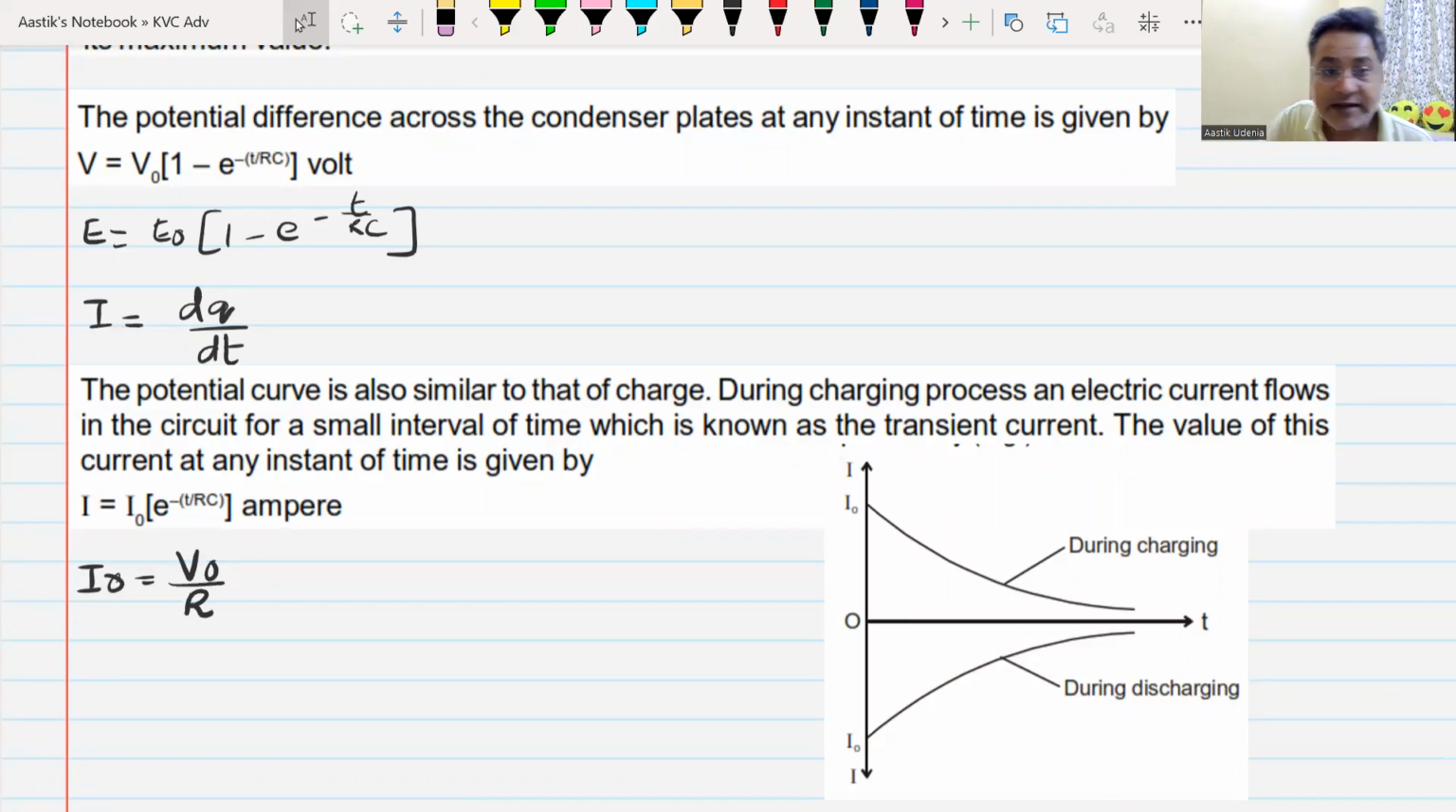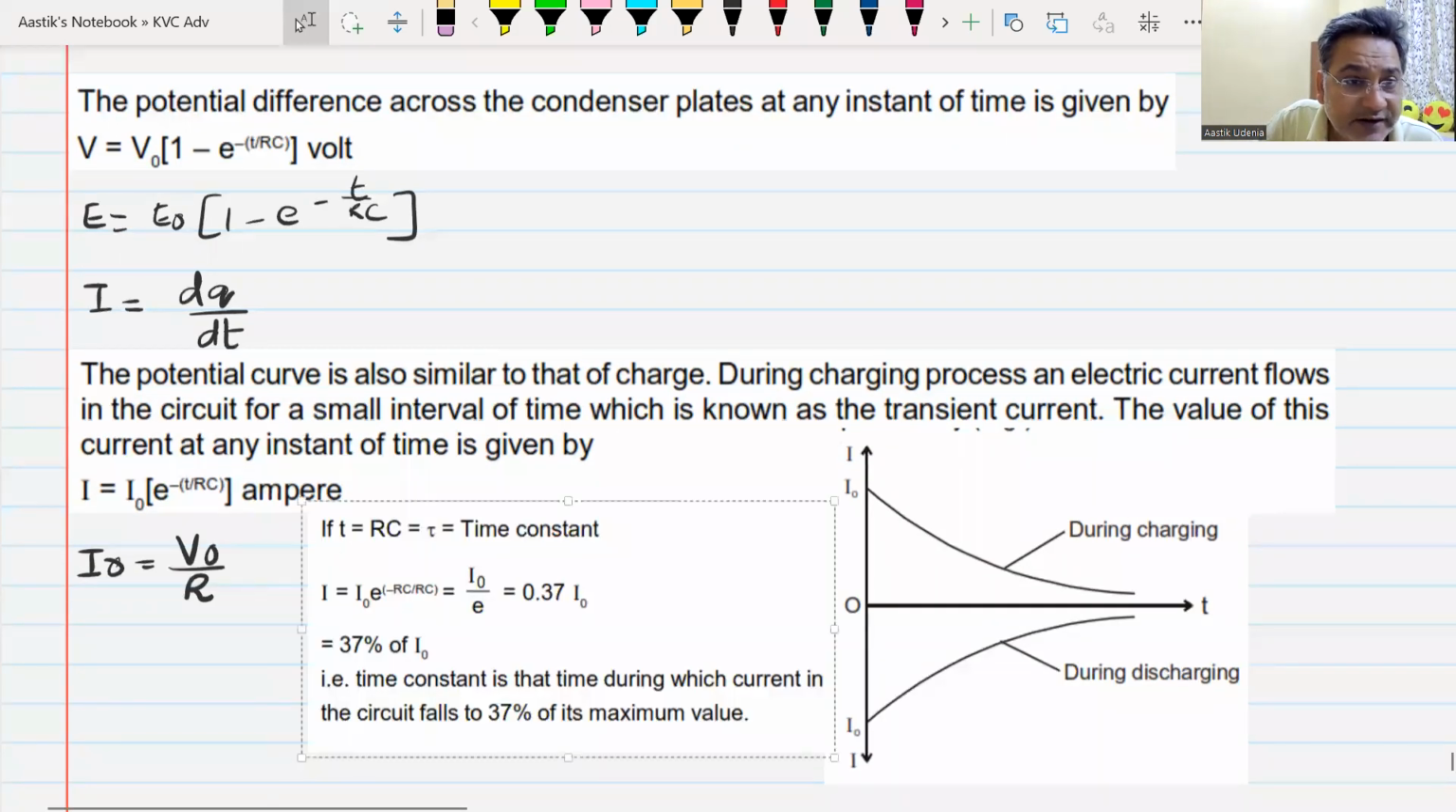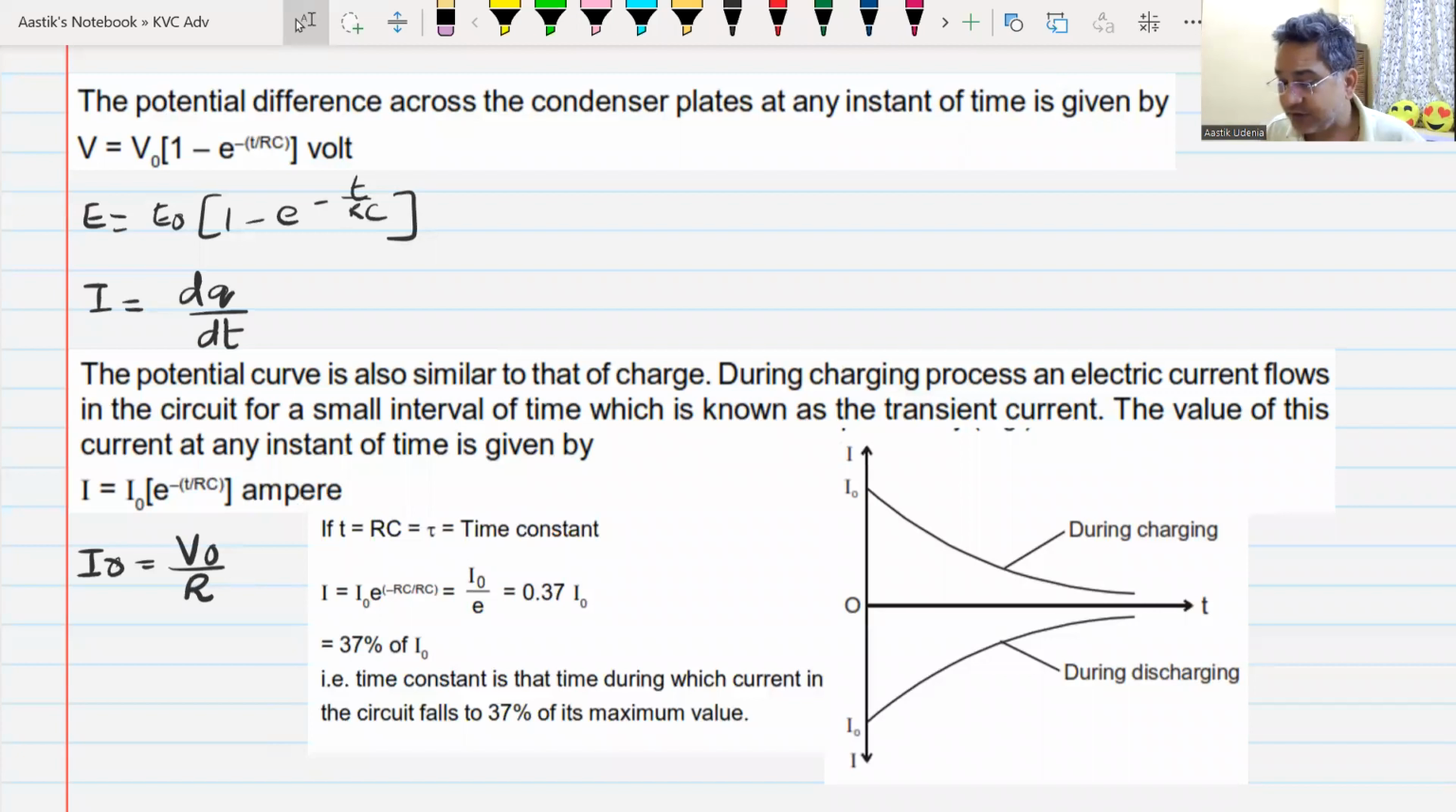Now I can define the time constant from here as well. From this graph also I can define the time constant. And the time constant from this graph can be defined as the time taken by the current to fall from maximum to 37% of its maximum value.